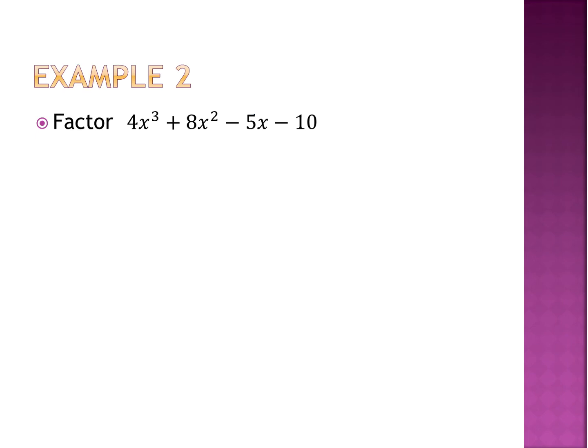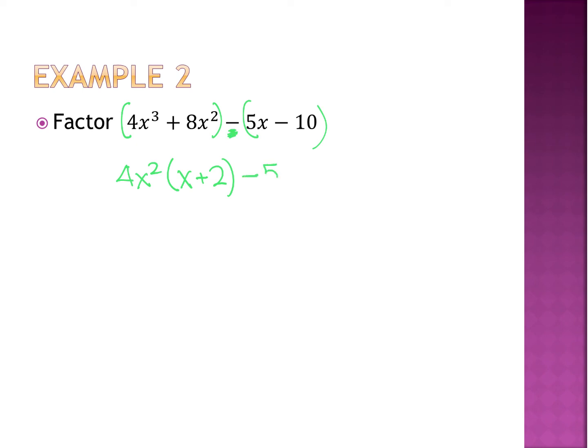Now with example 2, I'm going to do the same thing, and I'm going to group my first two terms, then I'm going to group my last two terms. So in my first group, I'm going to factor out a 4x squared, and that's going to leave me with an x plus 2. Now in the second group, I'm actually going to factor out a negative 5, because if you notice I have the subtraction sign, and that subtraction sign is really like a negative.